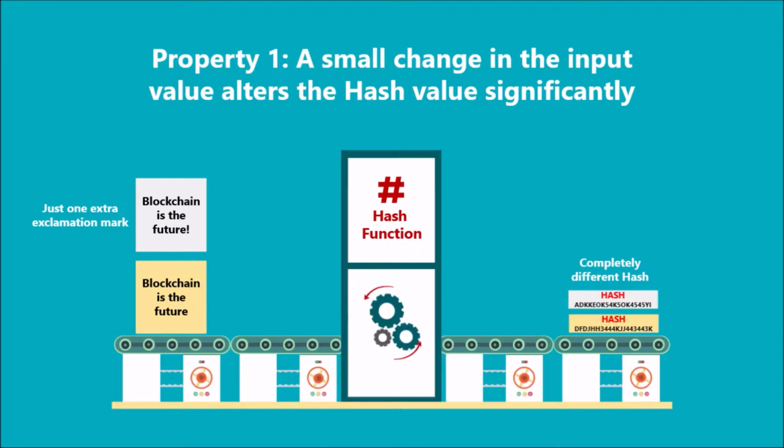The first input, "blockchain is the future", generated a specific hash. But when a small change is made to the input, that is, an extra exclamation mark is added, "blockchain is the future!", the new hash generated is completely different from the previous hash. This property of cryptographic hash functions makes them resistant to hacking, as no correlation can be derived about the input data by just looking at the hash alone.